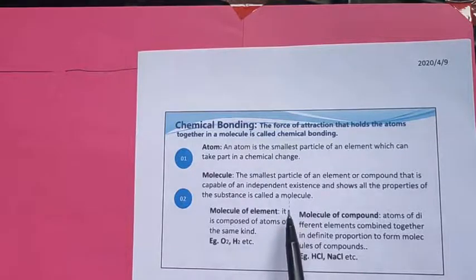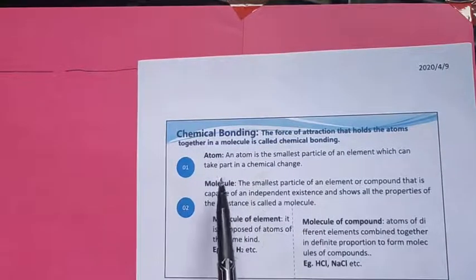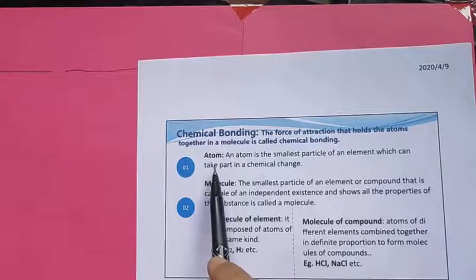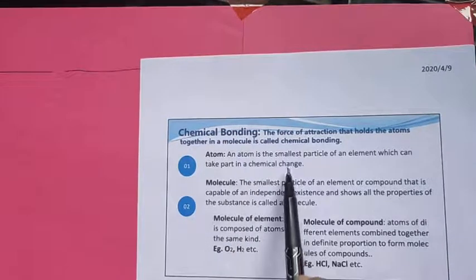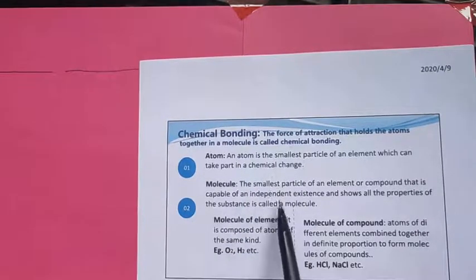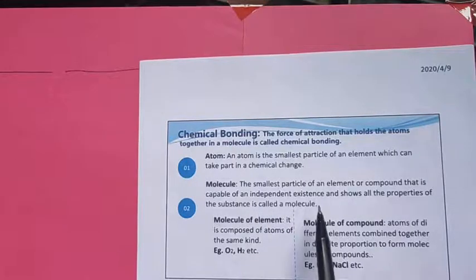Then what is the difference between molecule and atom? Atom is also a particle, molecule is also a particle. Then what is the difference? Atom cannot exist independently, but molecule can exist independently. It has independent existence. Molecule has independent existence.